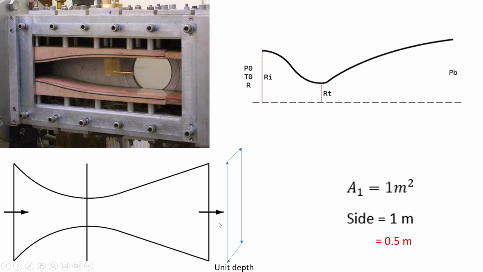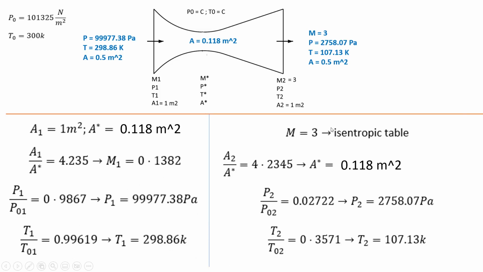So I'm taking a 2D model, so both sides are 1 meter, and if you are taking just a symmetrical model, then it is just 0.5 meter and 0.5 meter on both sides. And using isentropic calculation, we can find other properties. For example, I am fixing P0, T0. Stagnation pressure is 101325 Pascal and temperature is 300 Kelvin, and I am simulating the exit Mach number of 3.